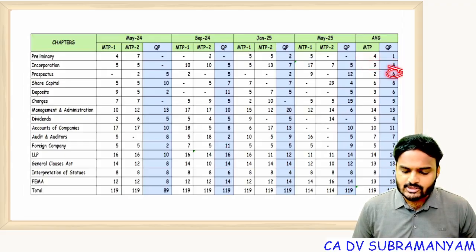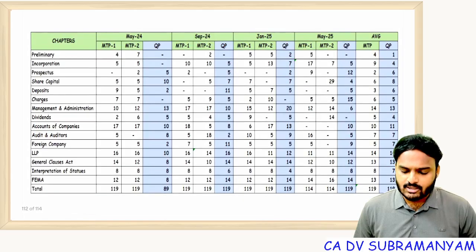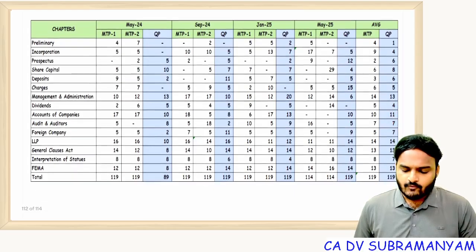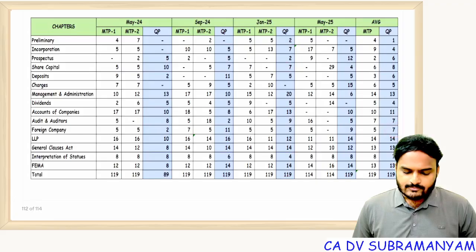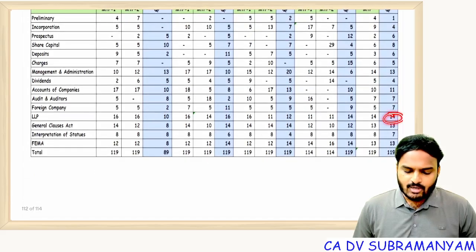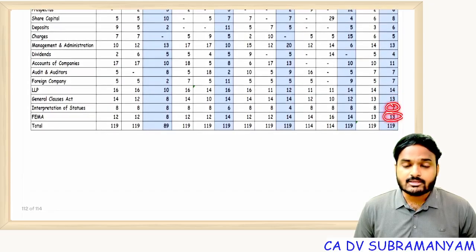Prospectus 6 marks, share capital 8 marks, deposit 6 marks, charges 5 marks. MGT, management and administration, 13 marks, dividends 4 marks, accounts of company 11 marks, audit and auditor 7 marks, foreign company 7 marks, LLP 14 marks, General Clauses Act 13, Interpretation of Statute 7, FEMA 13.